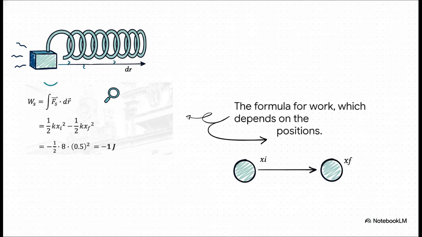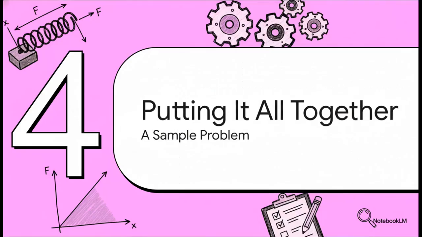Now, don't let the squiggly line scare you. All it's really doing is adding up the tiny bits of work over the entire distance the spring moves. And when you solve it, you get this much cleaner, much friendlier equation for work. The beautiful part is, it only depends on the spring constant k, the spring's starting position xi, and its final position xf.